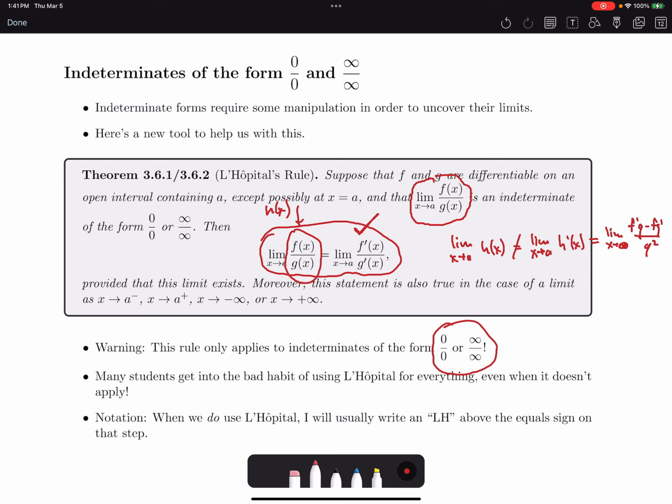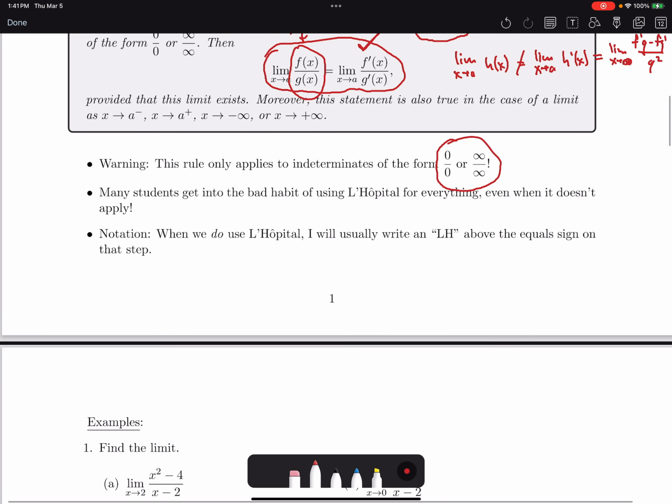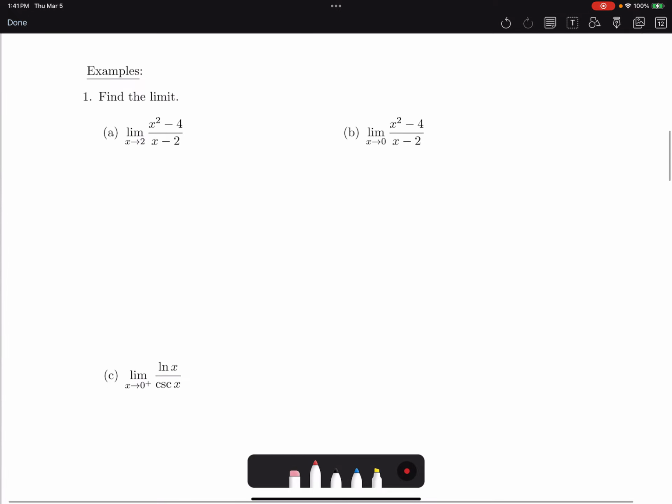So with all of those caveats in mind, let's practice using L'Hopital's rule. When I use L'Hopital's rule, I'll usually write an LH above the equal sign on the step where I'm applying it. You don't have to do that necessarily, but I think it's helpful. So let's calculate a bunch of these.